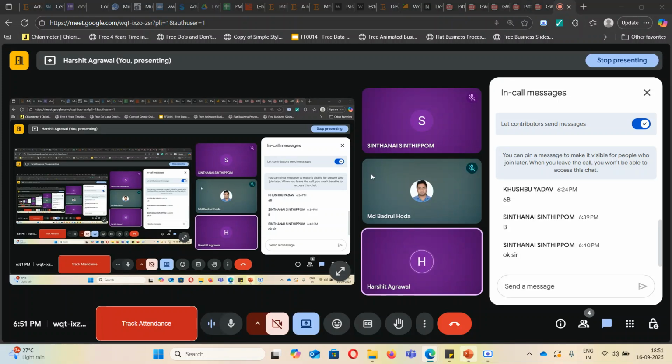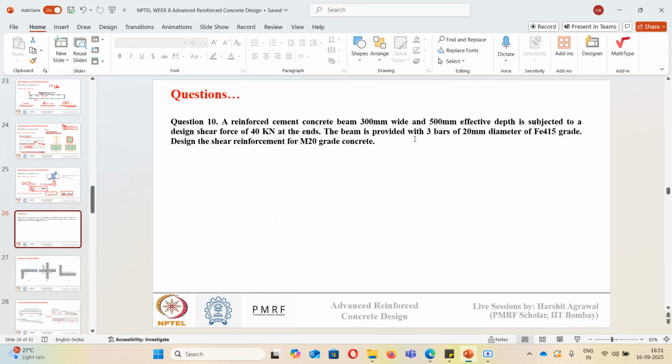Okay, just give this question a try. What all do you need to know? You need to calculate tau v, tau c, and tau c max, and then compare which case you belong to, and then tell me whether I need to provide shear reinforcement, or I need to redesign the section, or I need to provide nominal reinforcement. That part you can do very quickly before I tell you the solution. Just give it a try.